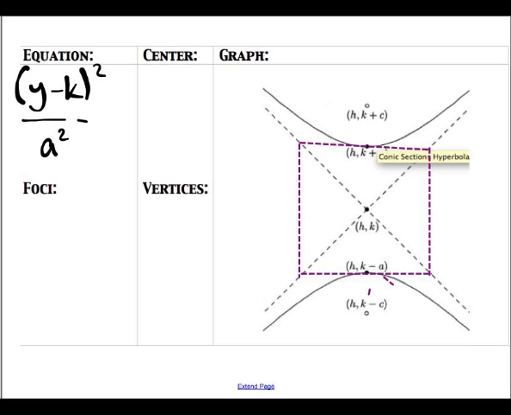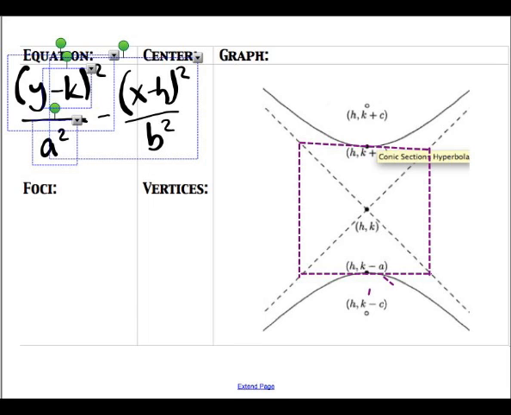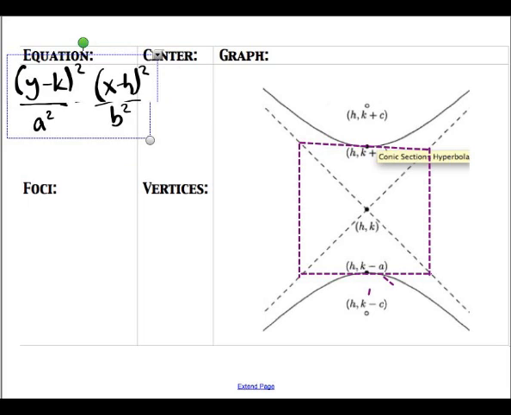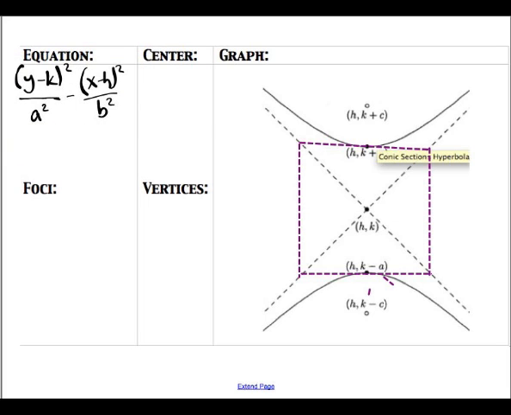And then we'll subtract x minus h squared over b squared. Now, this is your standard form of the rule. Again, the good news is a lot of things stay the same. Your center is going to be h comma k. Your foci are going to be found by doing c squared equals a squared plus b squared.